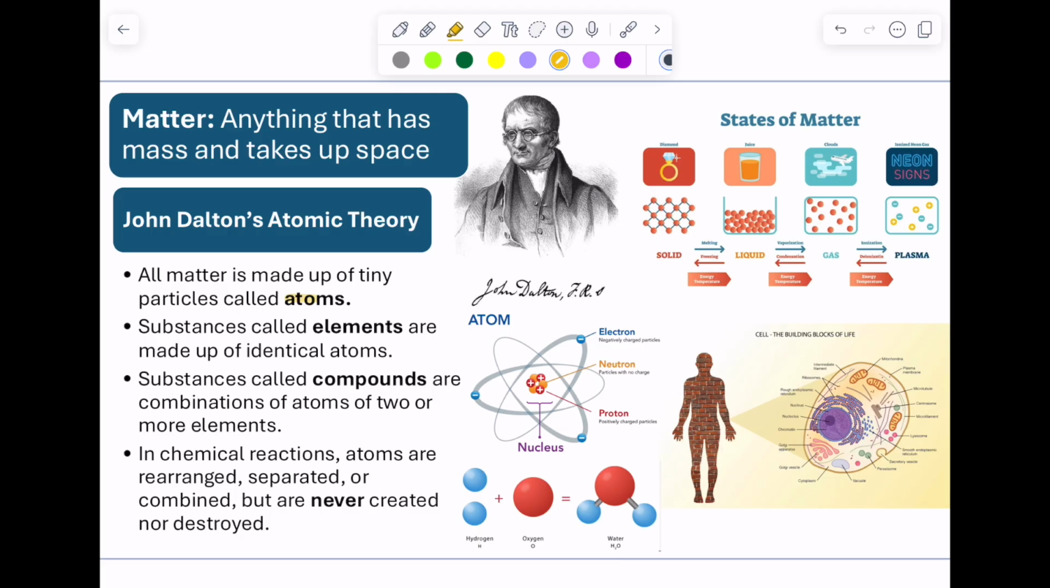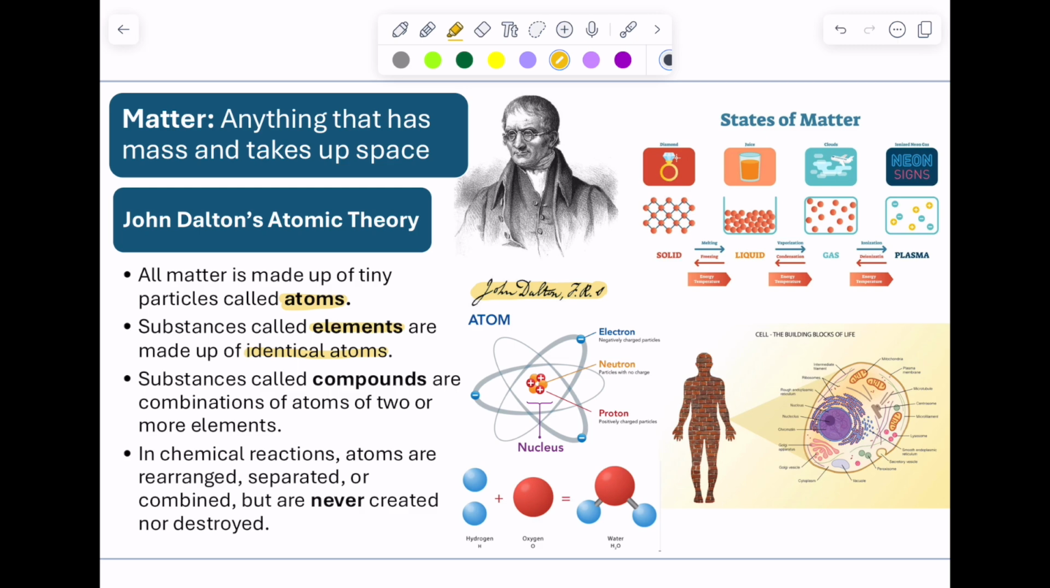And the person who really figured out that all matter is made up of these tiny particles called atoms was an English chemist and physicist named John Dalton. He was the guy who proposed the modern atomic theory, and this theory gave us a few important ideas. First, he said that substances called elements are made up of identical atoms. So, for example, all the atoms that make up carbon are identical to each other. But the atoms that make up something like boron are not identical to the atoms of carbon. You see, that's what makes each element unique.